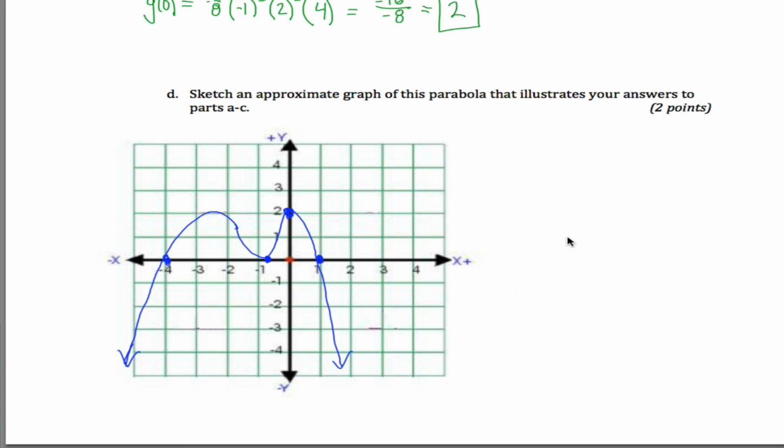So as long as you go through all of these 4 points that are labeled, you got your arrows going down in both directions, and you exhibit the proper behavior at each of the x-intercepts. Namely, you bounce off the graph right here, but go through the graph here and here. You're good. That's everything I want. So I will end this video here.